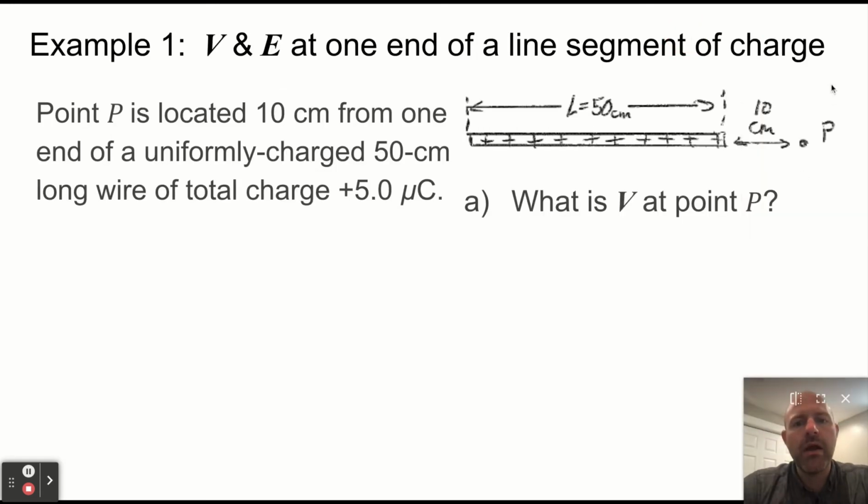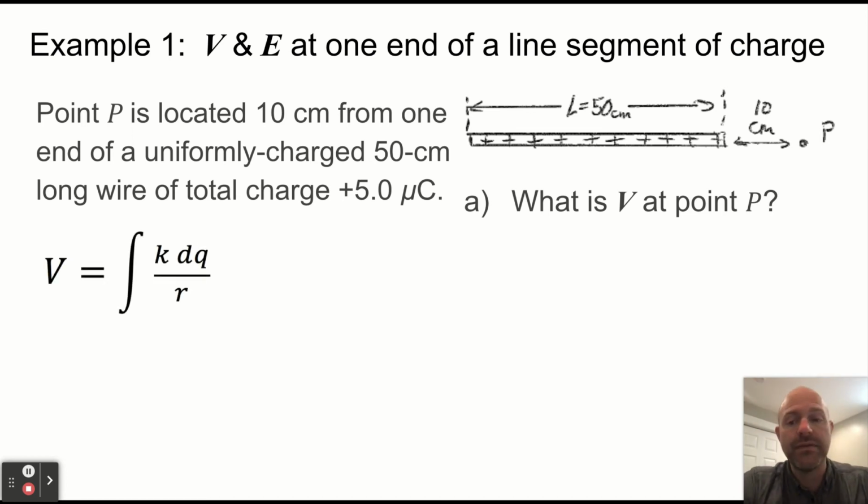So example one, potential and electric field at the end of a line segment. Now we've already done this for the electric field, so now we want to do this for the electric potential. The big difference here is that potential, of course, is a scalar, so we don't have to worry about the vector nature of it. We have a little bit of dq, which is showing up here in red. We're going to integrate k lambda dr because we can't integrate with respect to charge. We're going to integrate with respect to R, or position.